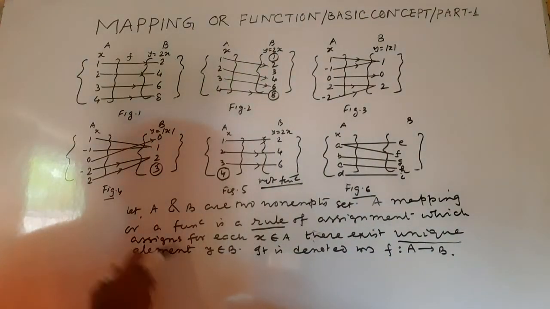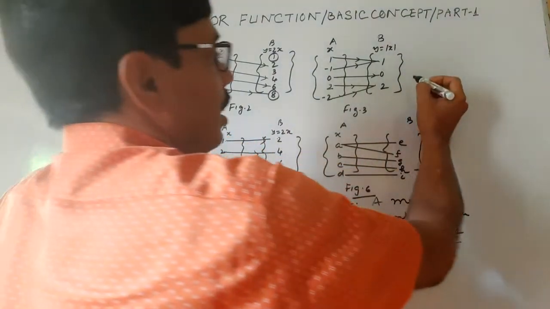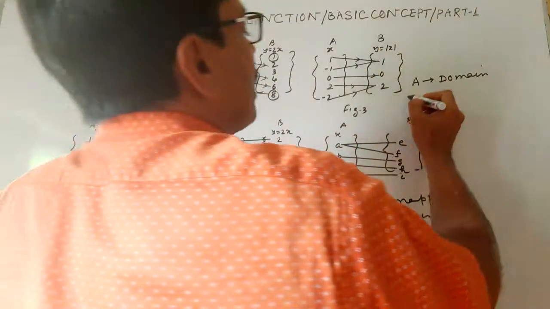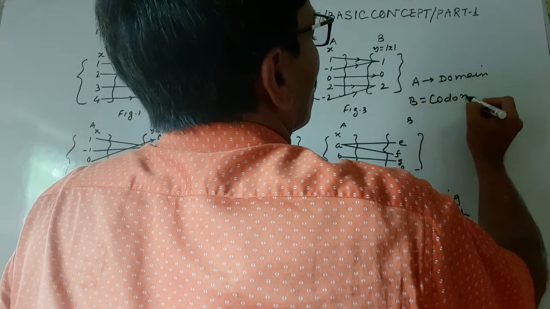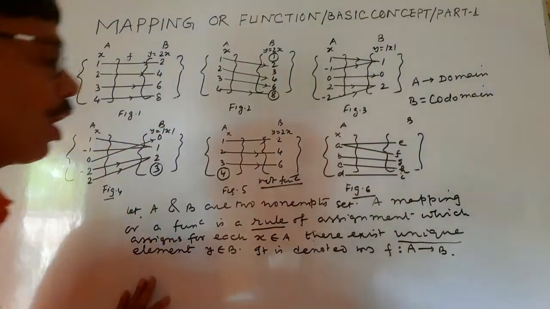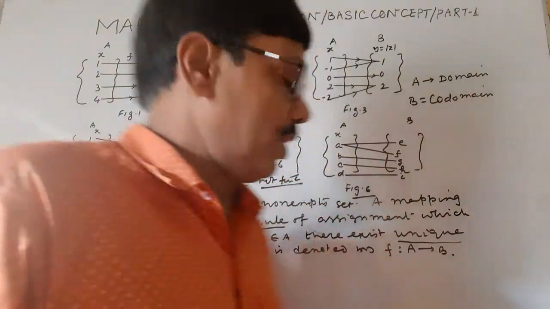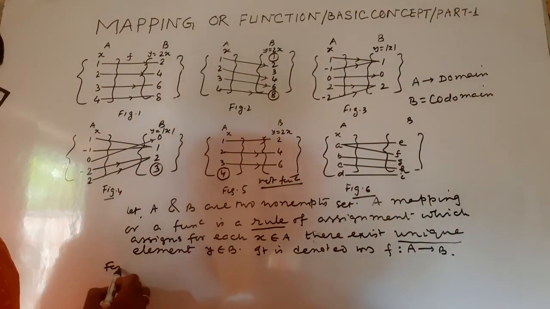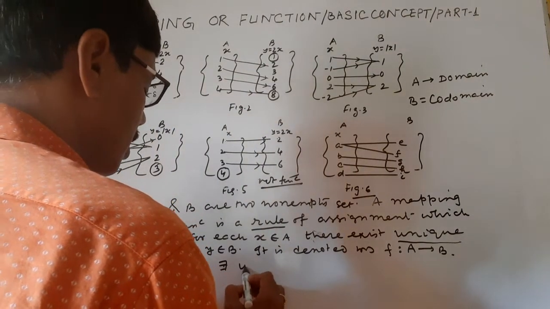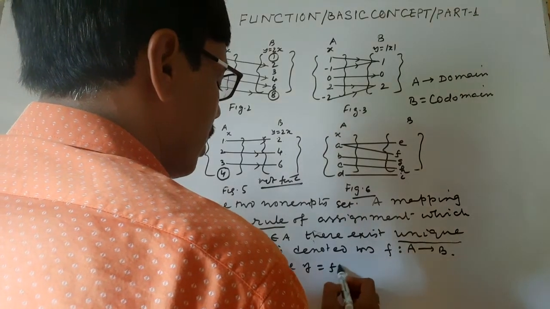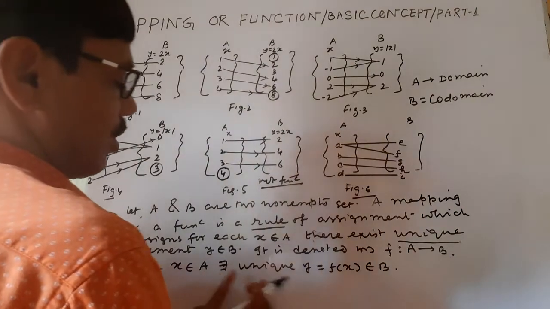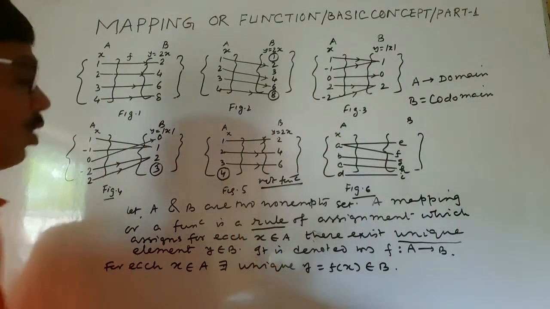The set A is called domain. The set B is called codomain. Now look, there is a term range. What is range? Look, for each x belonging to A, there exists a unique y equals f(x) belonging to B. If the rule is f, then this one is called f(x).